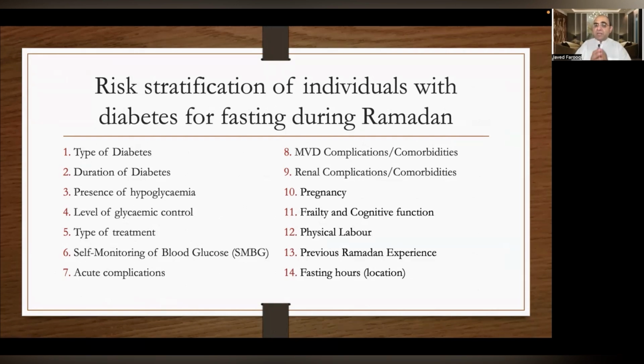So depending upon these 14 elements, the risk stratification of individuals with diabetes is done for fasting during Ramadan, and then accordingly the patient is put in the high risk, medium risk, or low risk group. So let's see how the scoring is done according to these elements.